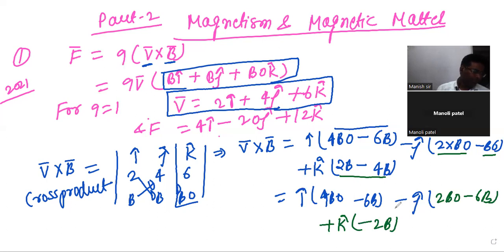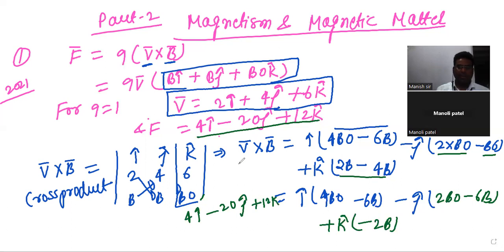Now by comparing both sides, what do we get? The V cross B value is the F value. So this value is given, right? Put here the F value. So it is given as 4I minus 20J plus 12K, right? Why have I written the value of F? Because we know the F value formula is Q times V cross B, right?